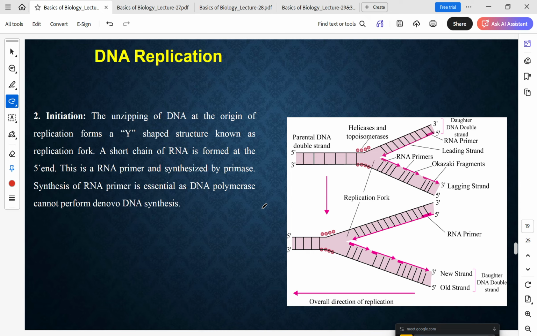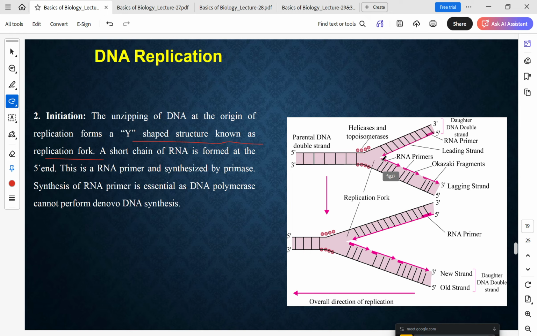Now once the machinery has identified what the origin site is, it needs to separate out the two strands. And the unzipping at the origin forms a Y-shaped structure known as the replication fork. Within the replication fork, different enzymes start assembling and then unwinding the downstream strand so that the replication happens smoothly.